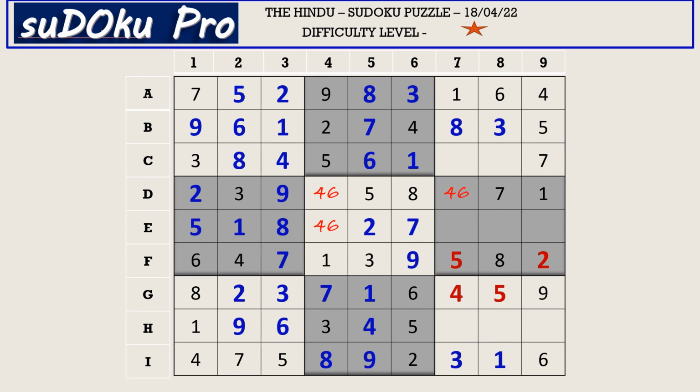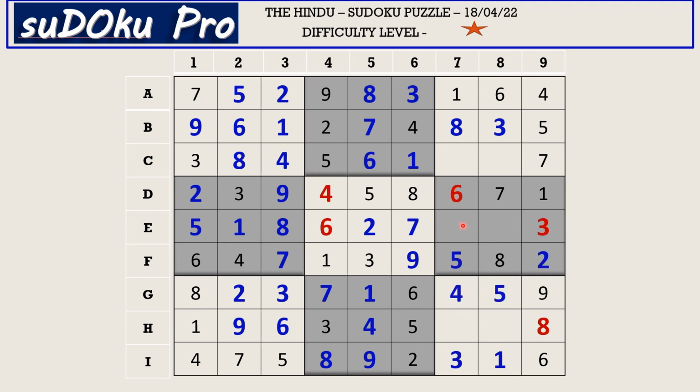This 4 cancels out the 4 here. So D7 takes 6, D4 takes 4 and E4 takes 6. Now in column 9 there are only 2 empty cells. The missing numbers are 3 and 8. There is an 8 blocking this cell. So 8 goes here in H9 and E9 takes 3.